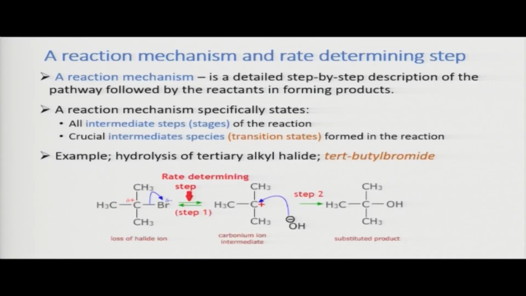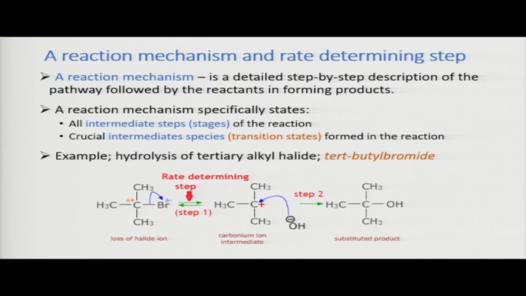Hydrolysis of a tertiary alkyl halide. Look at this. You have this as a reactant, and it is to form a product. In hydrolysis, we are adding OH, so we are making OH substitute a bromide. In this way, you will break a bond between carbon and bromine, then connect a bond between oxygen and carbon to form a product. So, what do we see?